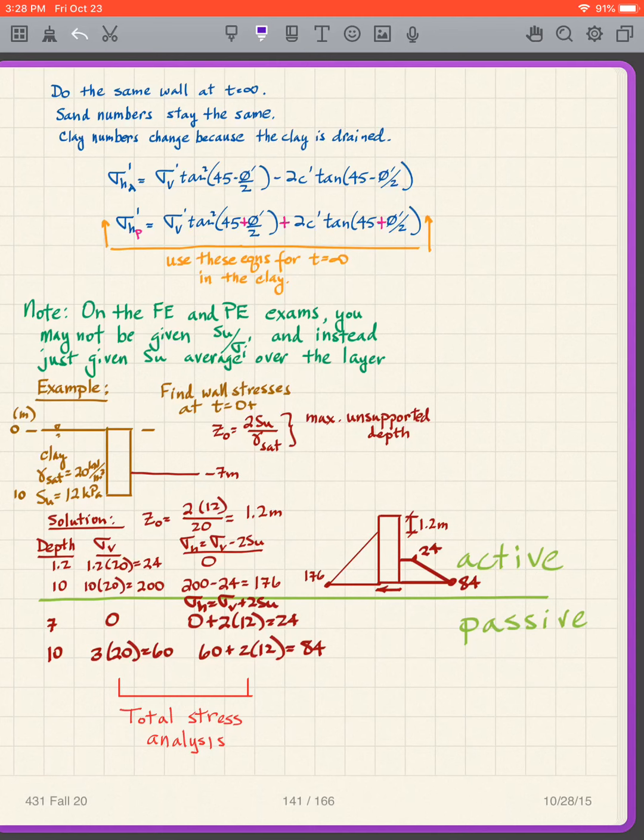Sometimes they don't say that it's undrained. They're not going to say it's at t equals 0 plus. They're just going to give you these properties and say what are the stresses on the wall. You have to infer that it's undrained. So we've already developed that the maximum unsupported depth is 2 SU over gamma saturated. So we're going to use that.